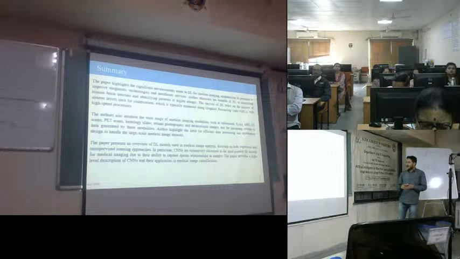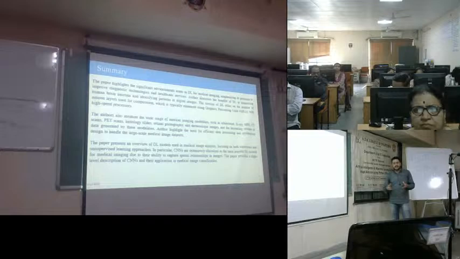And the paper also provides the high level of the algorithms and descriptions related to the CNN and their application in the medical images classifications.